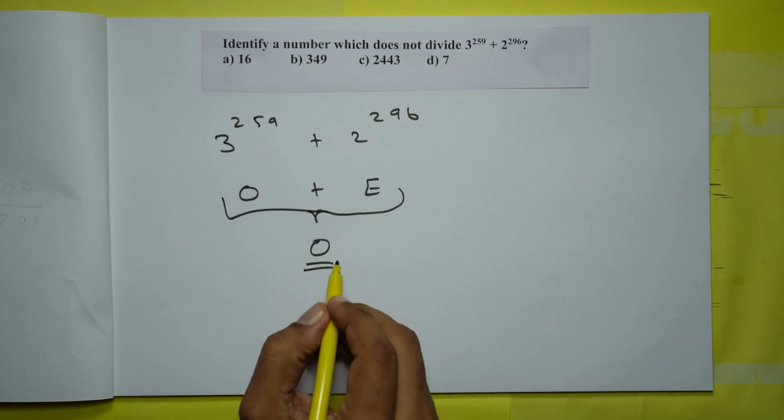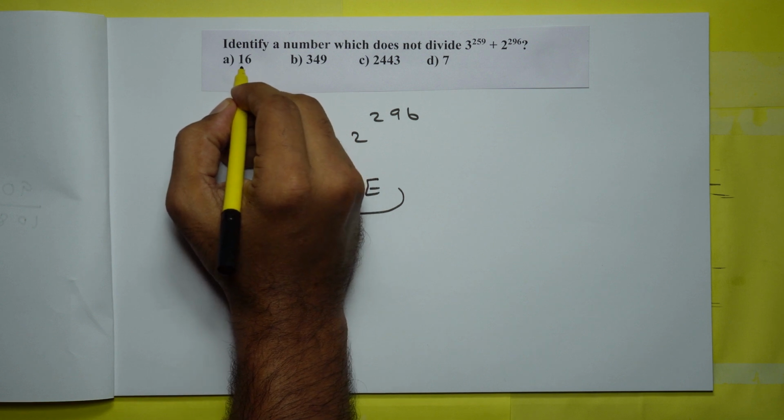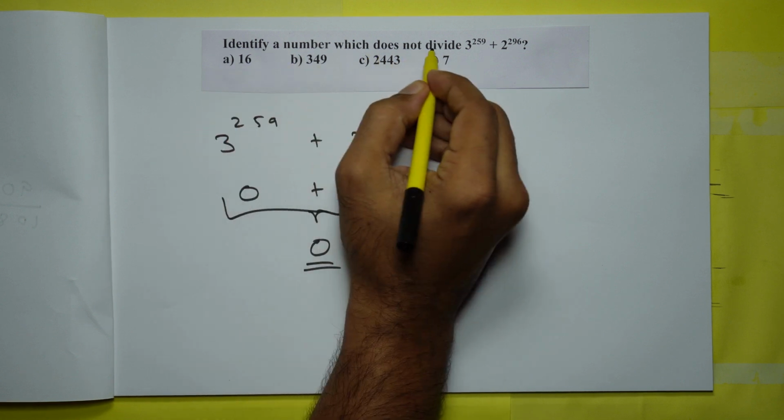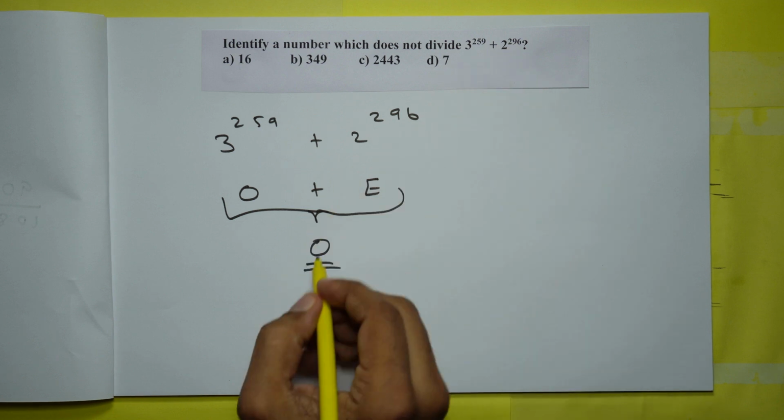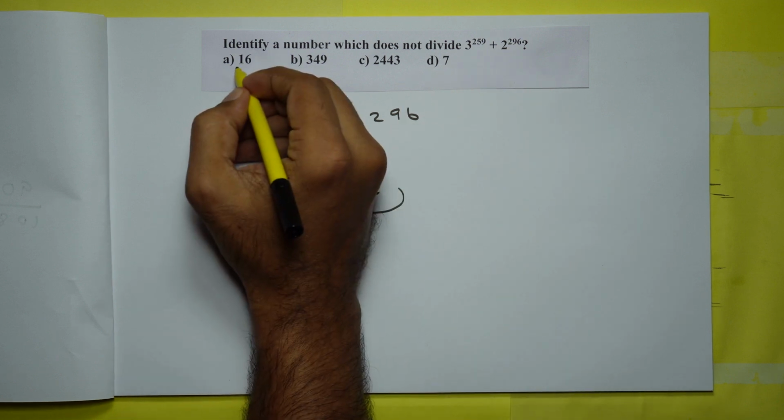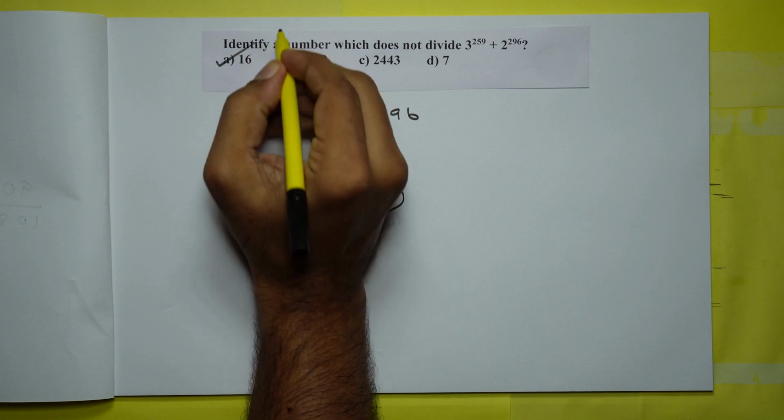And an odd number cannot be divisible by 16. So we have to identify a number which does not divide this. So an odd number cannot be divisible by 16. Hence option A, 16 is the right answer.